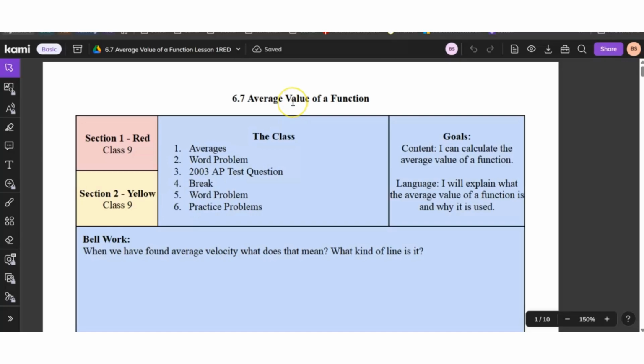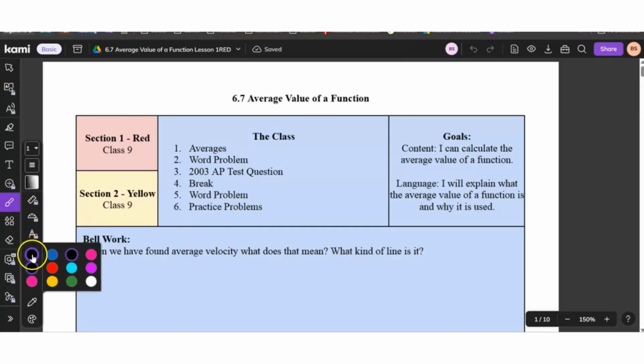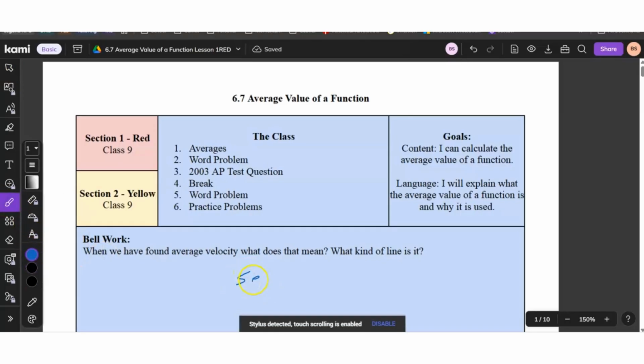All right, 6.7, average value of a function. When you find average velocity, what does that mean? It's like the average speed between two times, right? And what kind of line is it? That's the part that I care more about. It is a secant line.